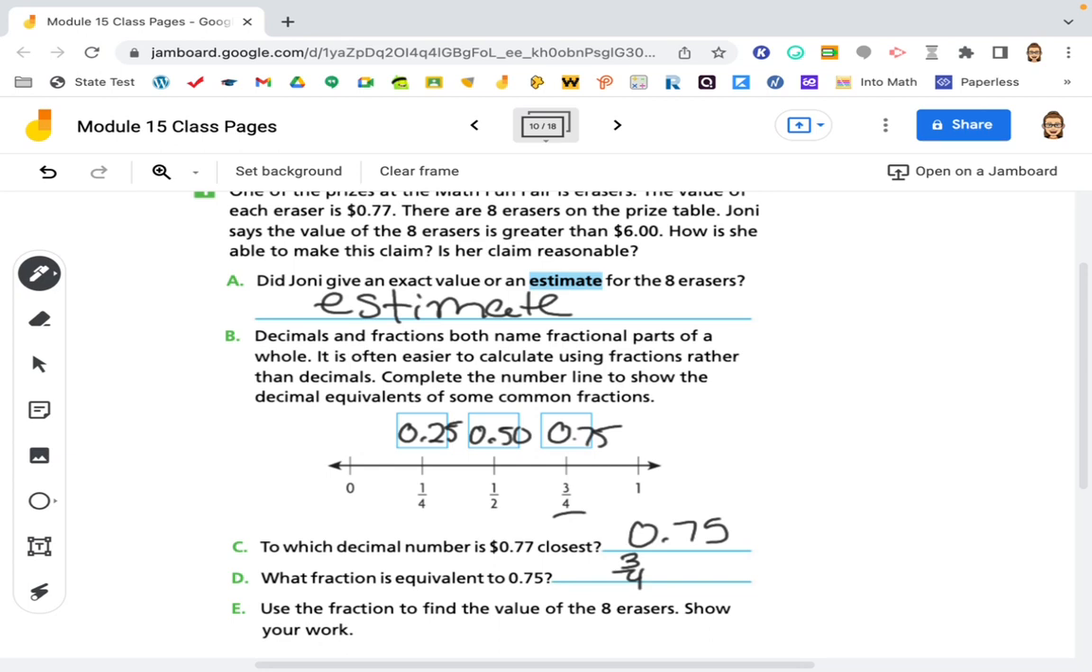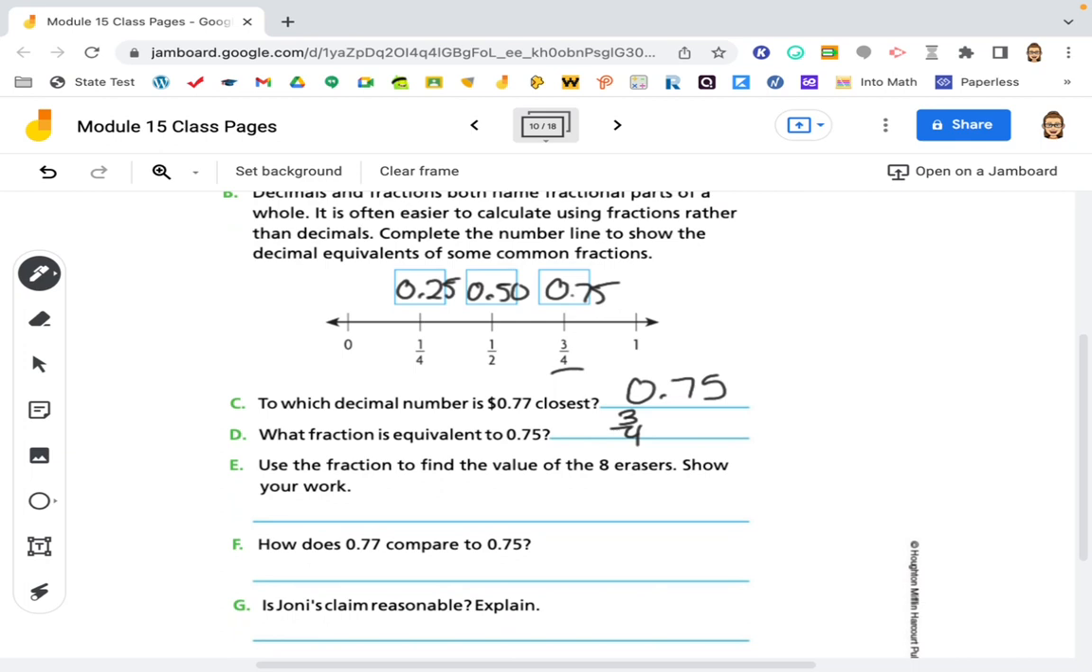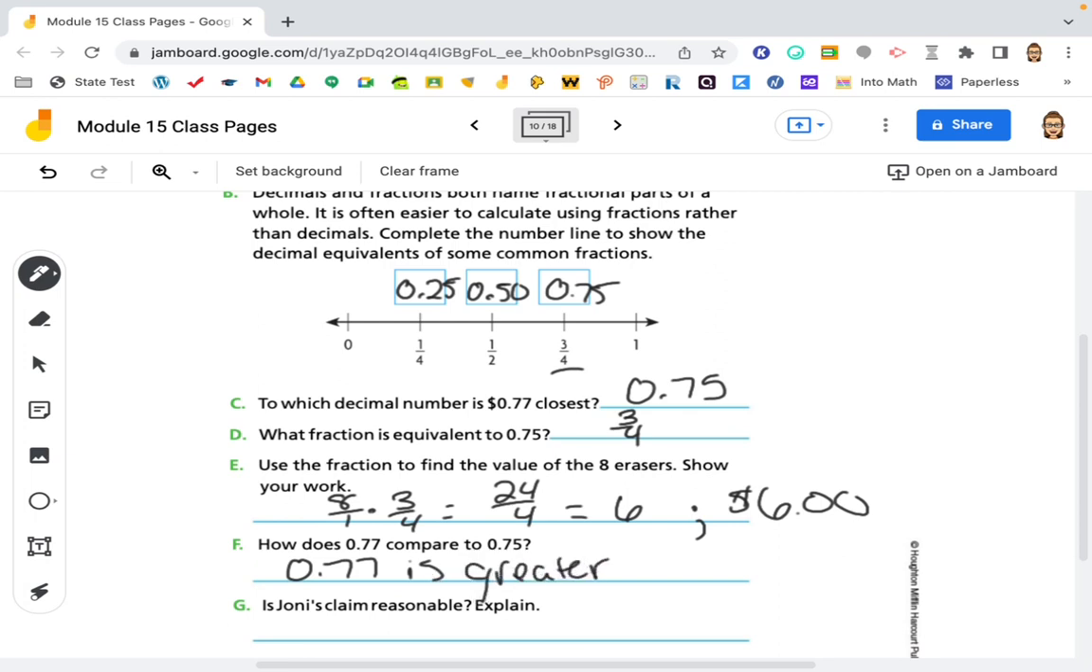It says, use the fraction to find the value of 8 erasers. Show your work. Well, if we do 8/1 times 3/4, we get 24/4, which equals 6. So that gives us $6. And it says, how does 77 hundredths compare to 75 hundredths? Well, 77 hundredths is greater than 75 hundredths.